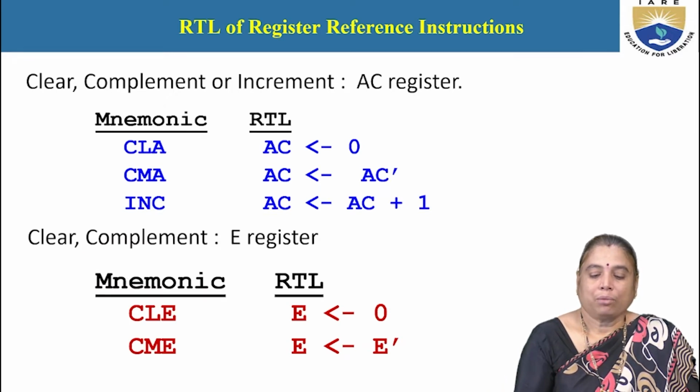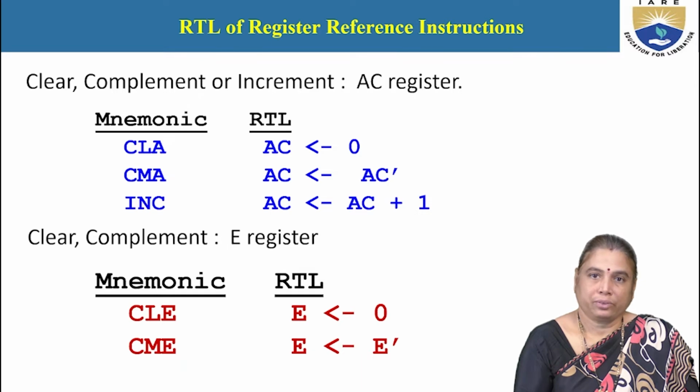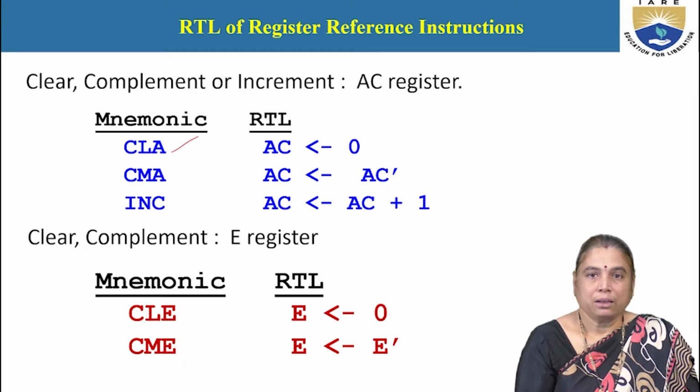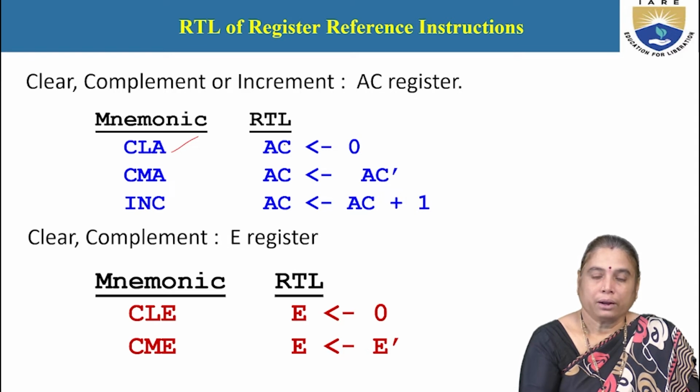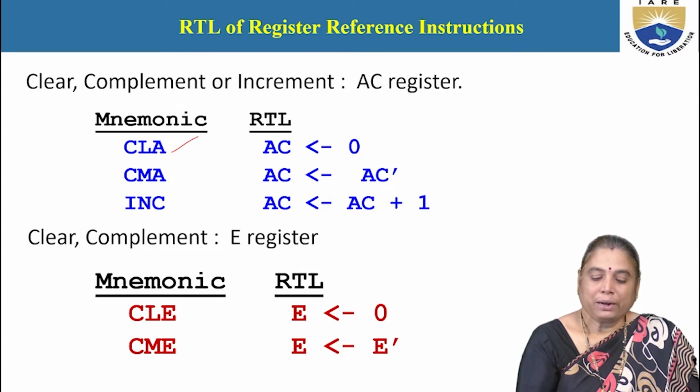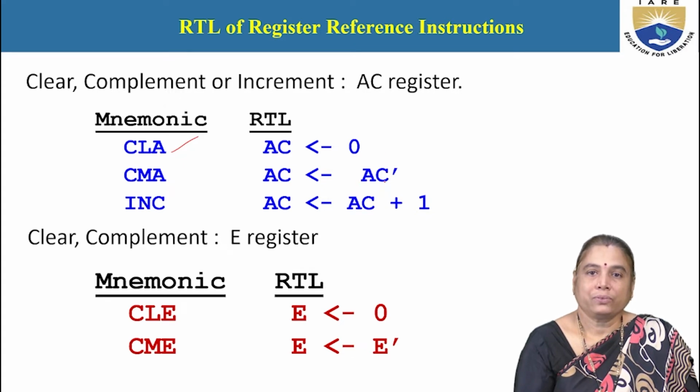So how can the clear, complement and increment of the AC register be represented in RTL? CLA is used to clear the accumulator, so a 0 value can be loaded into the accumulator. Next, CMA complements the accumulator, so the accumulator can be loaded with the ones complement value by interchanging 0 as 1 and 1 as 0. Next, INC means incrementing the accumulator; the value stored in the accumulator can be raised by 1.